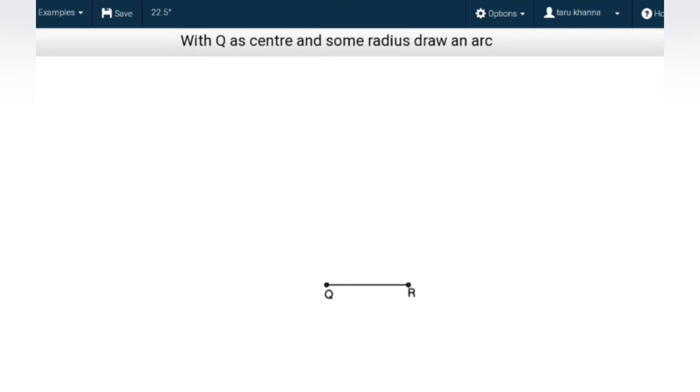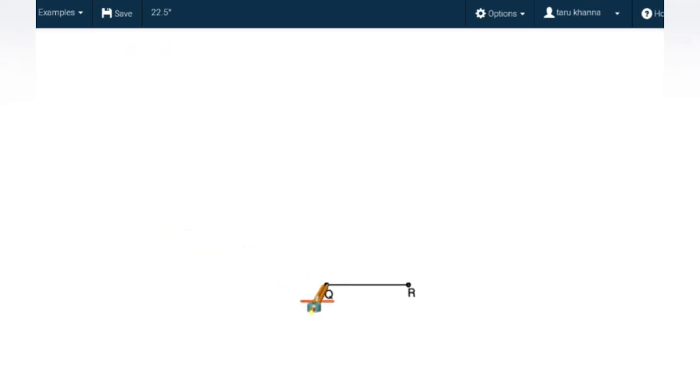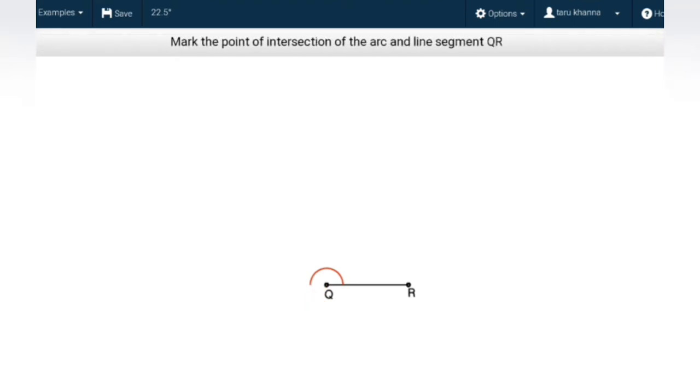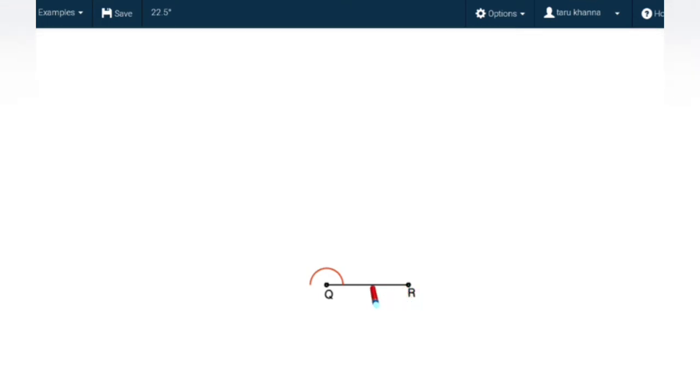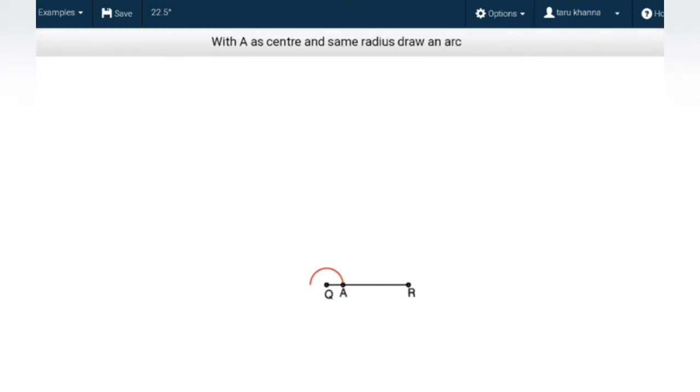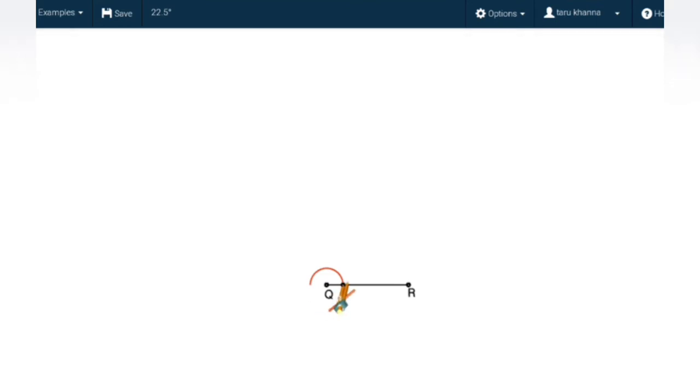So here we will be drawing the line segment QR first, and then with Q as center and any radius we will draw an arc, which is also called the main arc. We know we are first of all drawing a 90-degree angle. So with QR as the line segment and the arc, we mark the point of intersection as A. Then with A as center and the same radius, we will draw an arc cutting the main arc at a point, and we will mark this point as point B.